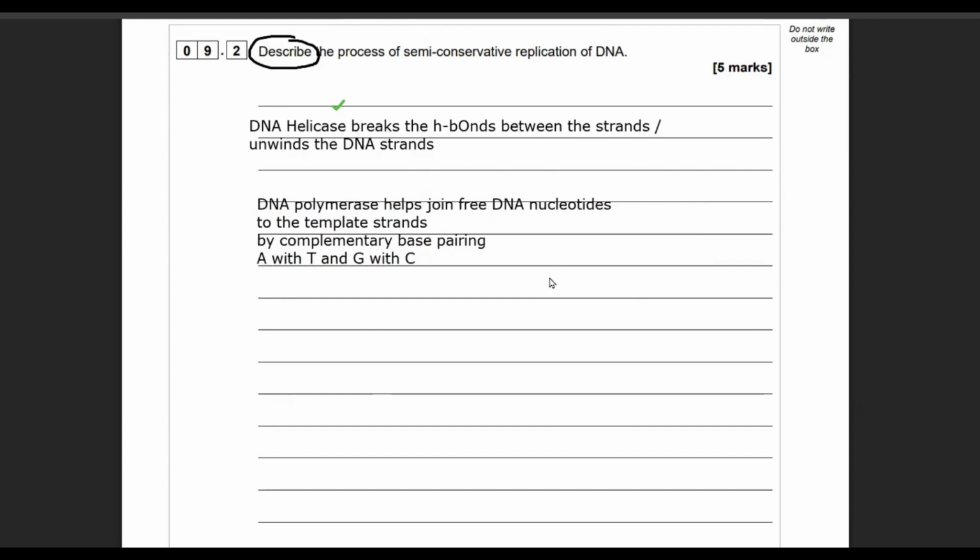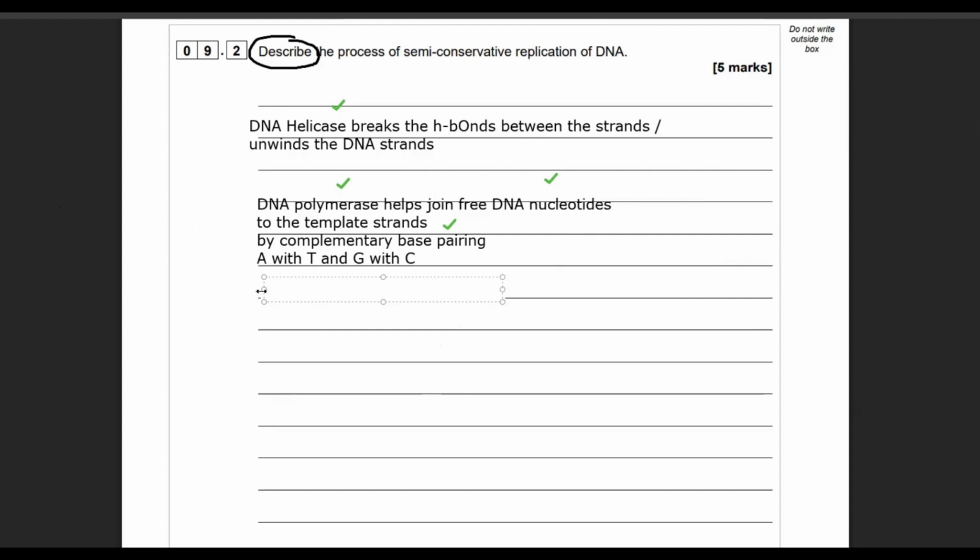So we're going to get 1 mark for DNA helicase breaking hydrogen bonds or unwinding the DNA. 1 mark for DNA polymerase helping join free DNA nucleotides to the template strands. That would be 4 marks already. Those are all key points. Via complementary base pairing is a mark.